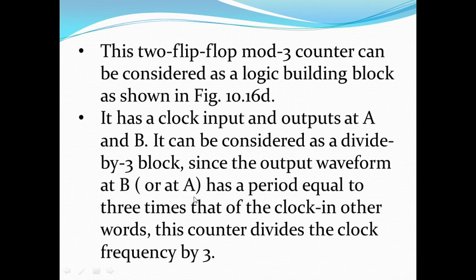So here it is written. It can be considered as a divide by 3 block since the output waveform at B or at A, both the waveforms are identical, remember, has a period equal to 3 times that of a clock. In other words, this counter divides the clock frequency by 3. I said that both the waveforms either at A or B are going to be identical. Of course, they are identical, but they are shifted by one clock pulse, remember.